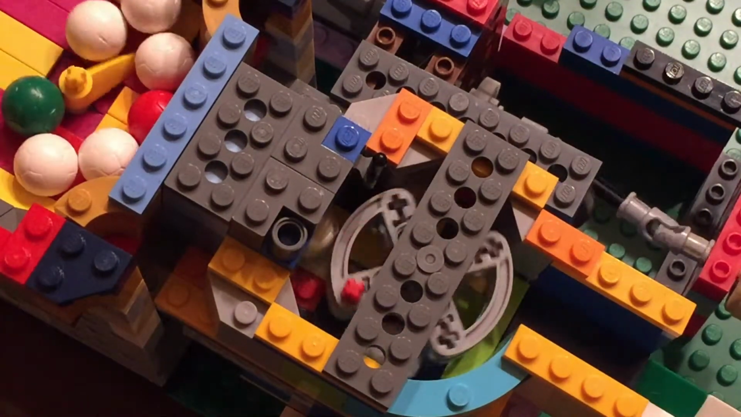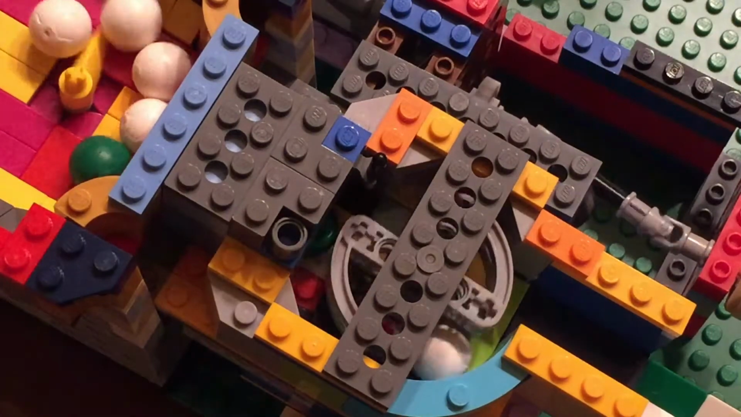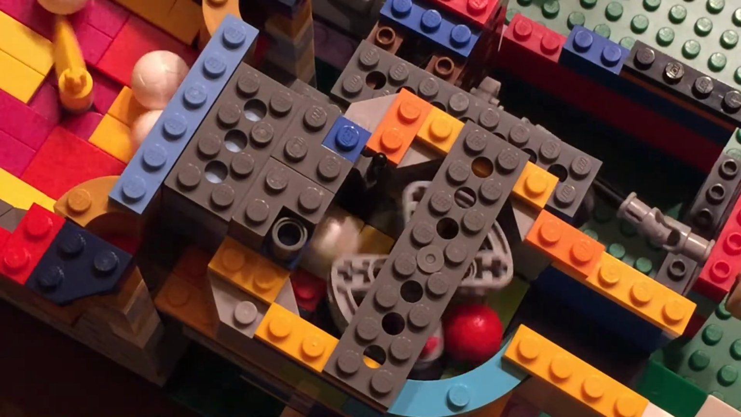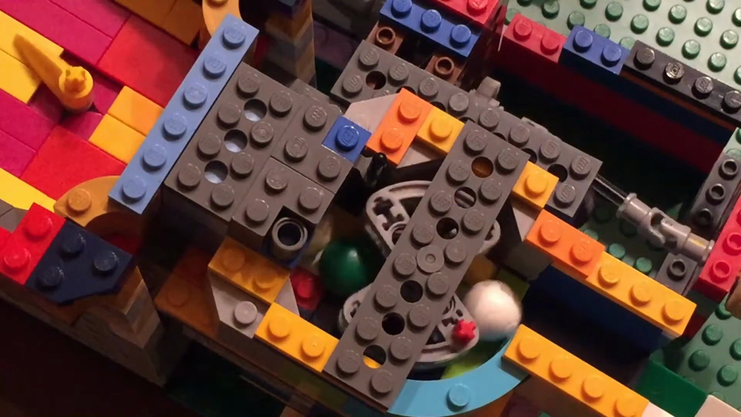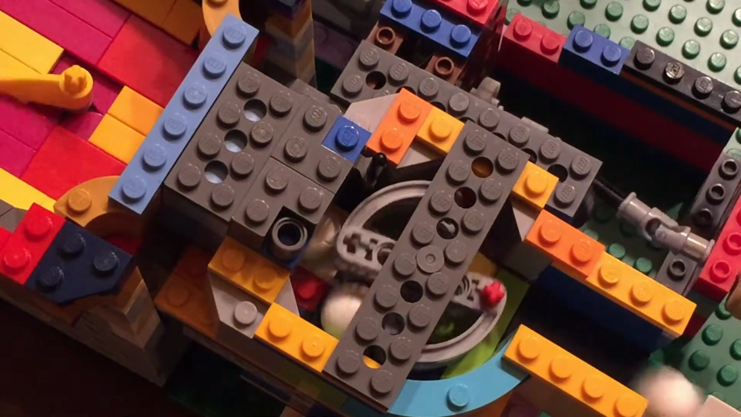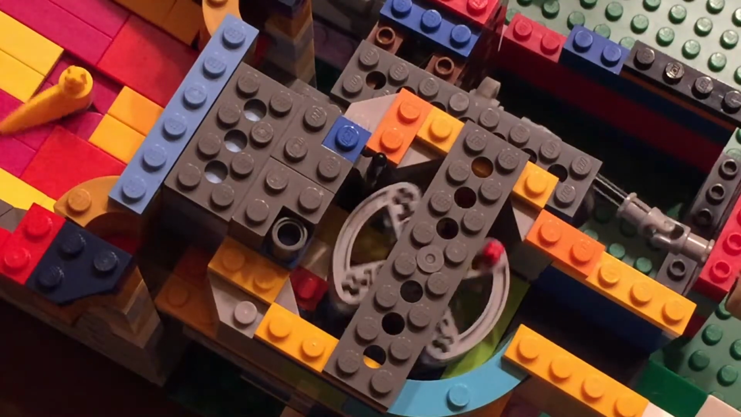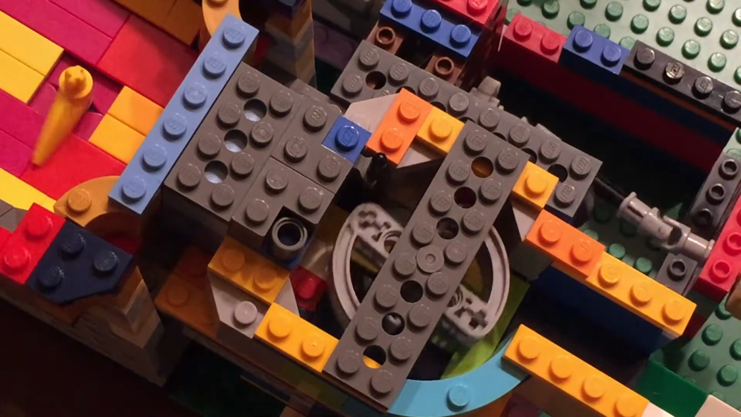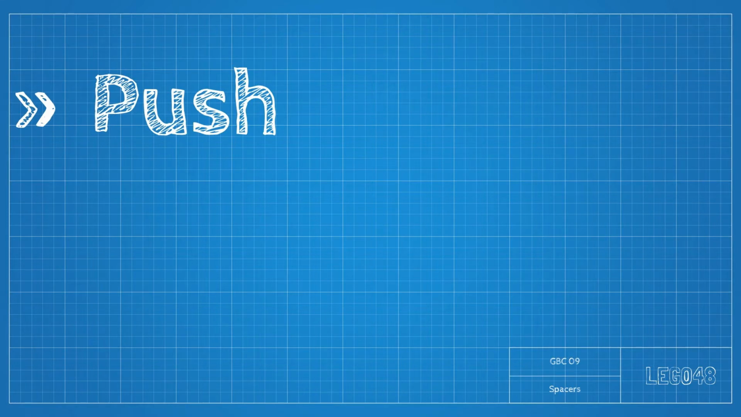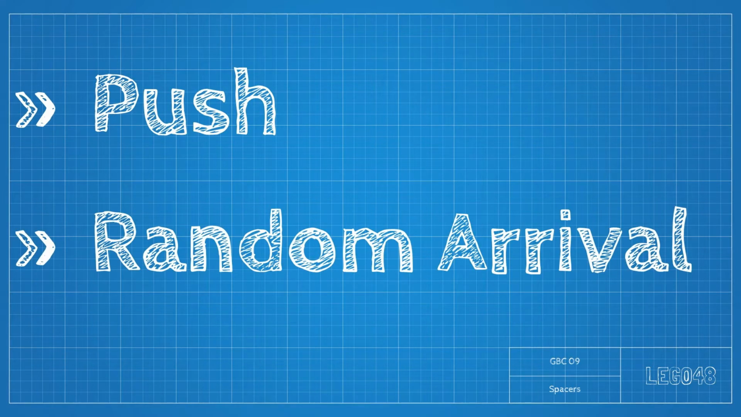You can also link a spacer to a part of your module in order to synchronize ball movement, in which case a spacer then provides timing. Before I show you my spacer designs, I want to talk about two key design issues that I've encountered. The first is what I call push, and the second is what I call random arrival.